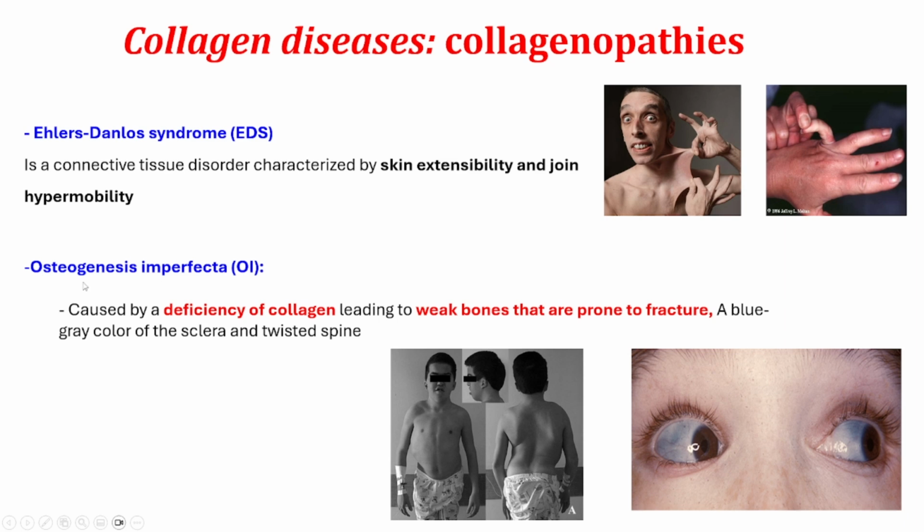The second disease is called osteogenesis imperfecta. These people have a twisted spine. But the most important feature is that the sclera, the white of the eyes, becomes blue. All right. So it's a very characteristic feature. When you look at the eyes, the white is blue. So this can give you an idea that this person has osteogenesis imperfecta. Okay?